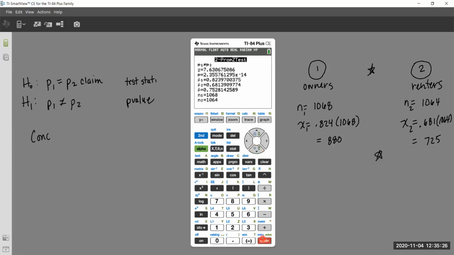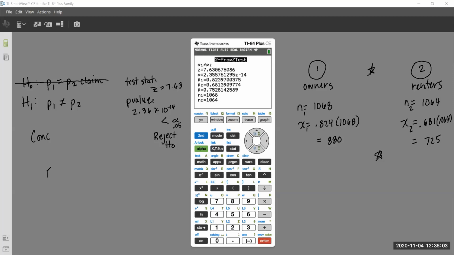And when we calculate, we end up with Z equals 7.63, and our p-value is very tiny, 2.36 times 10 to the negative 14th. So pretty much 0. This is definitely less than whatever our alpha is. There wasn't an alpha given, so we use 0.05. So we're going to reject H0. So notice we're rejecting our claim.